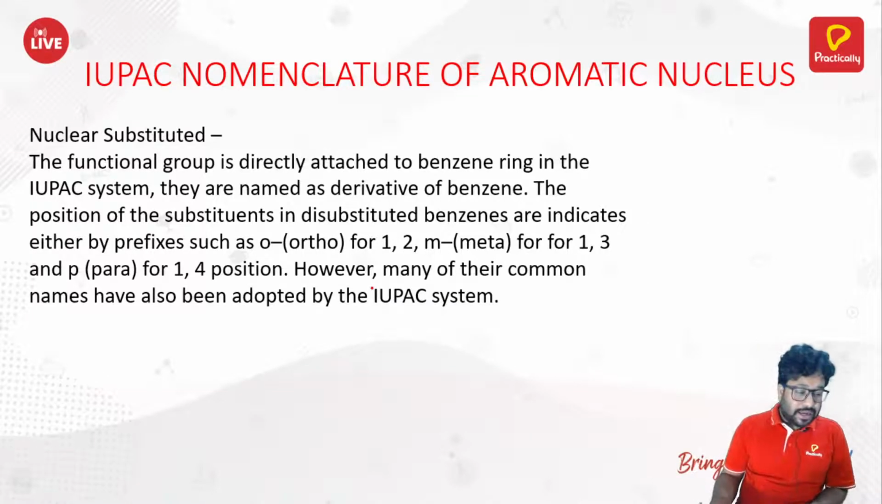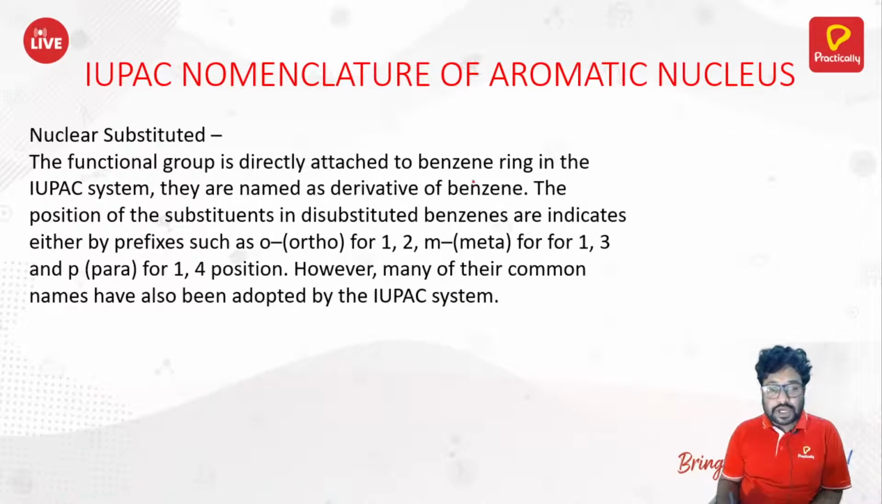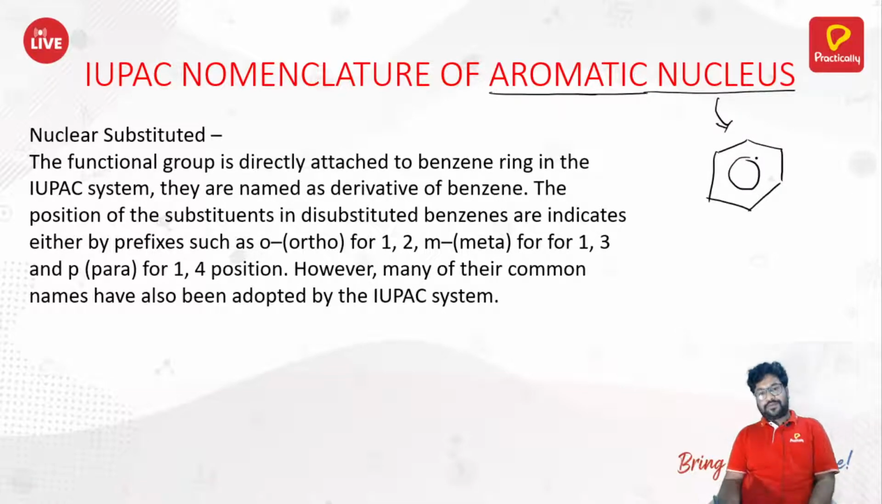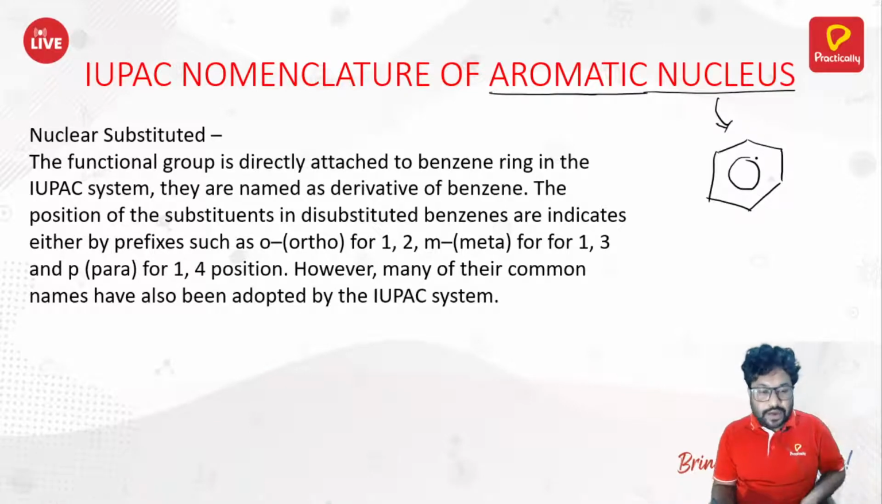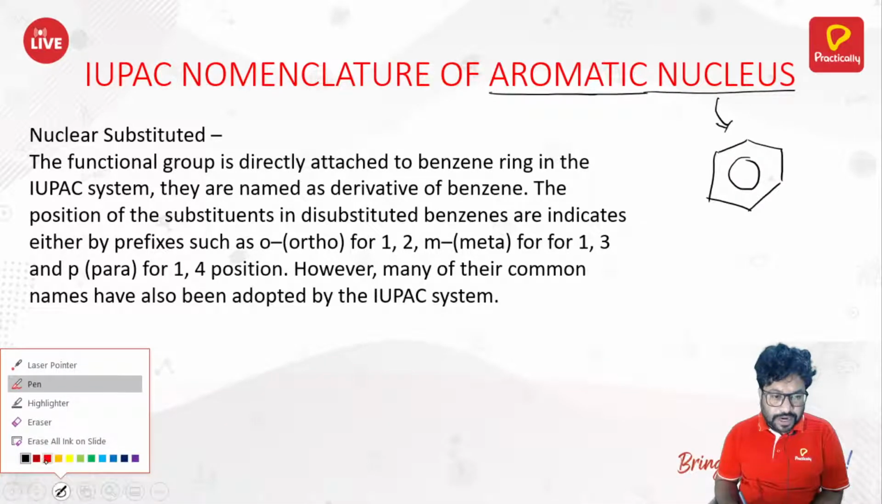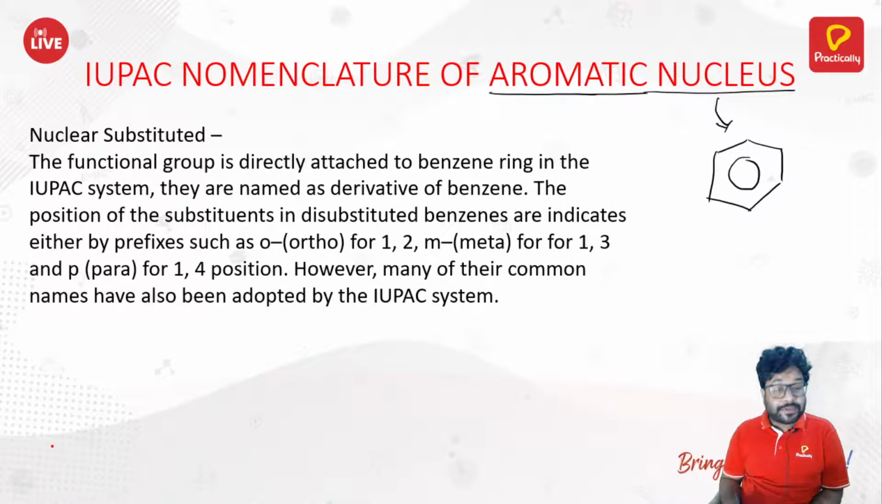Now we have arrived at the discussion of benzene ring IUPAC nomenclature. IUPAC nomenclature of the aromatic nucleus. Aromatic nucleus means what? Benzene ring. Basically, I am talking about the benzene ring. So, nuclear substituted. What is meant by nuclear substituted here? You will understand what I mean by that.